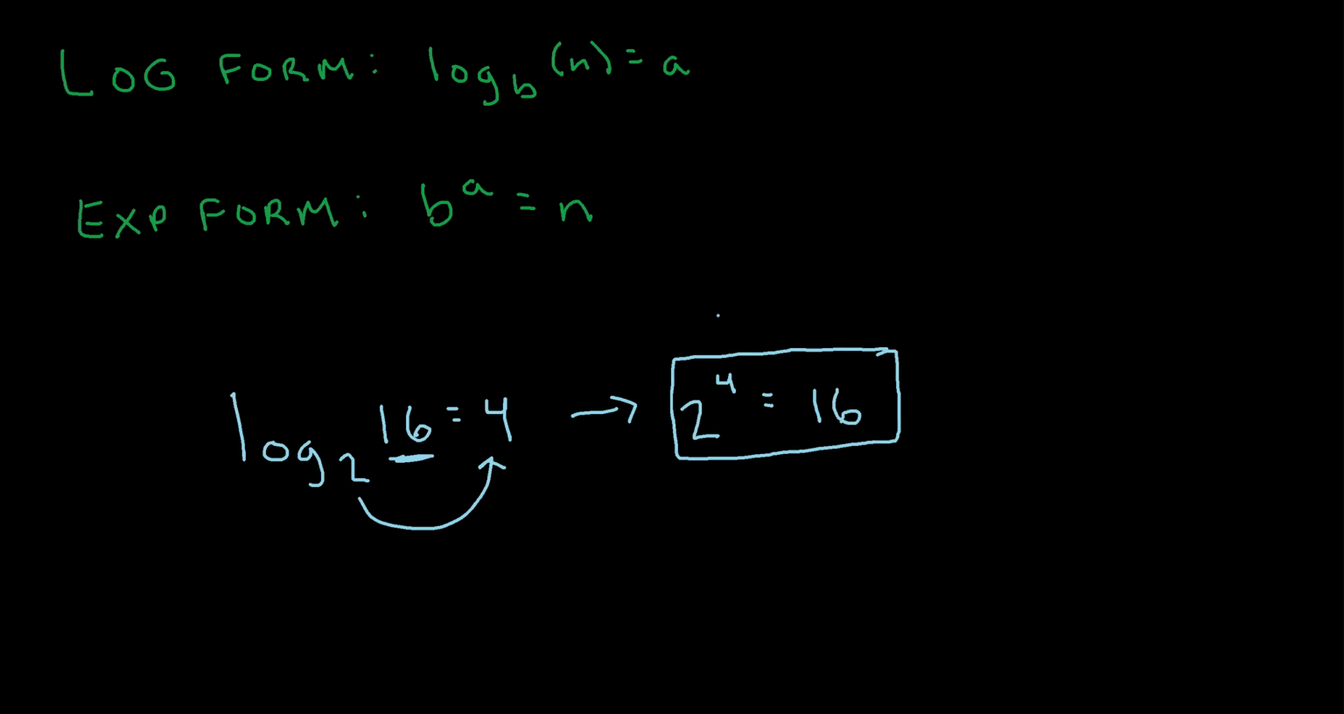And once again, we can double check that this is correct by asking, is 2 to the power of 4 actually equal to 16? Yeah, it is. 2 times 2 times 2 times 2 is equal to 16.